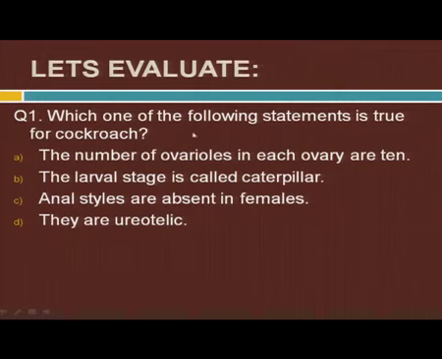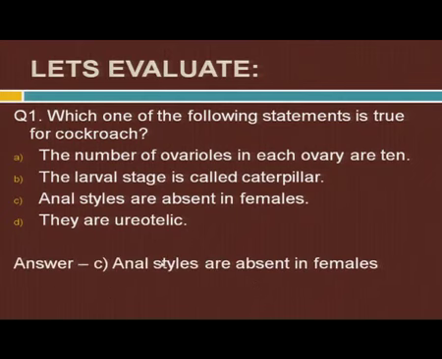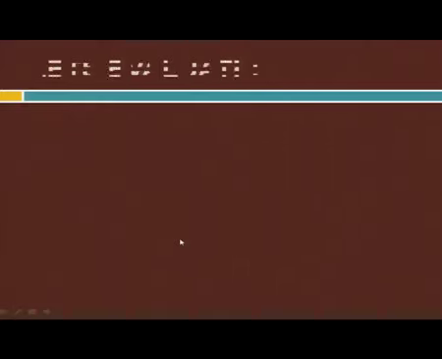So, which one of the statement is true for cockroach? The D option is ureotelic, but the correct answer is uricotelic. So, A, B and D are false. You have to read the question carefully, and the C one is only true. So, our answer will be C. Anal styles are absent in females.